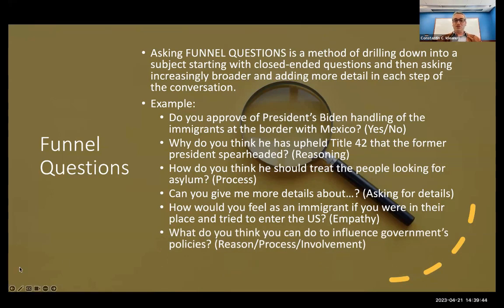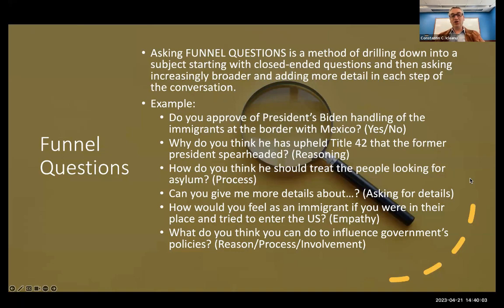What do you think you can do to influence the government's policies? Here we're asking a ton of stuff, right? This is the creative process where we've moved up on Bloom's taxonomy from simple understanding, and I cannot see my mouse whatsoever, so I have no idea what I'm pointing at.